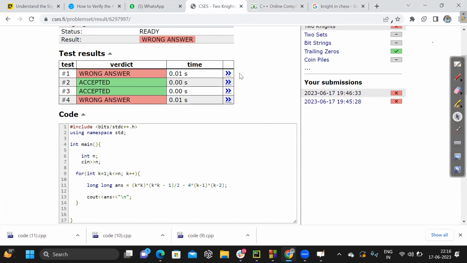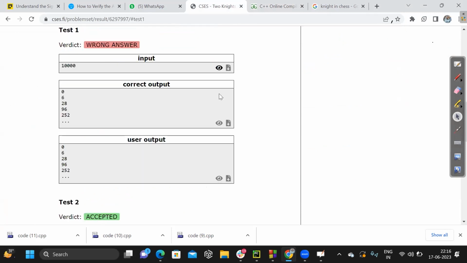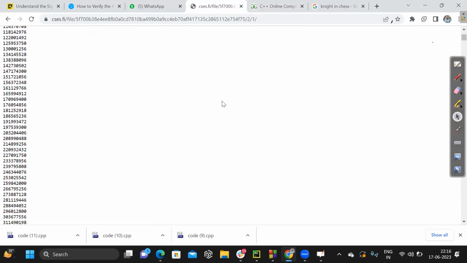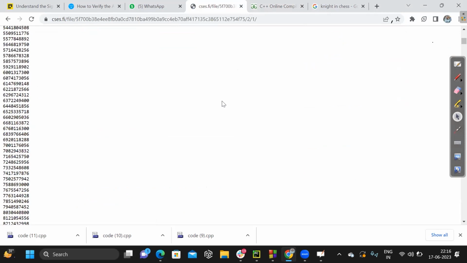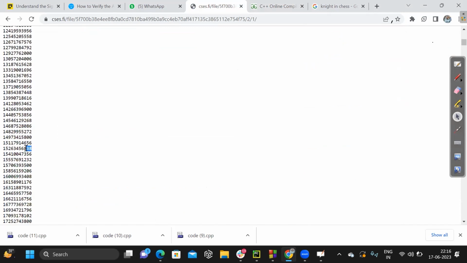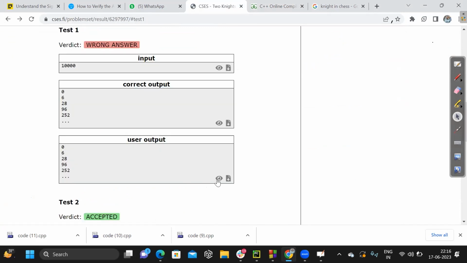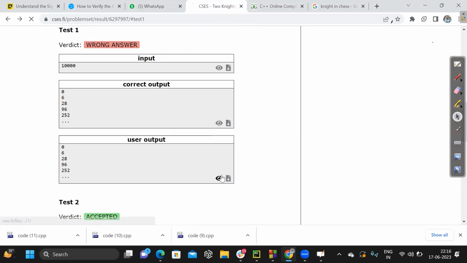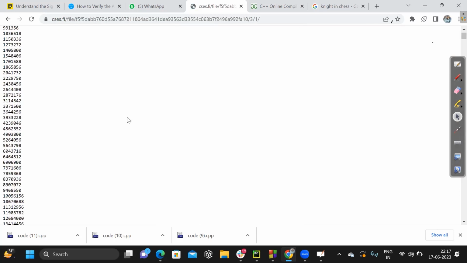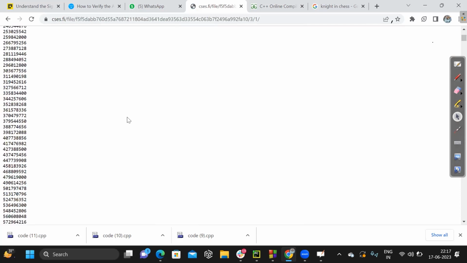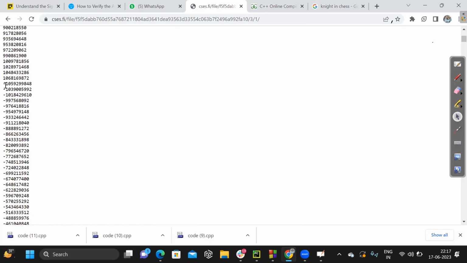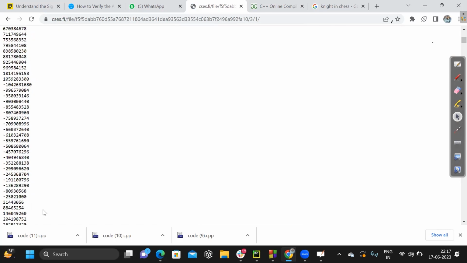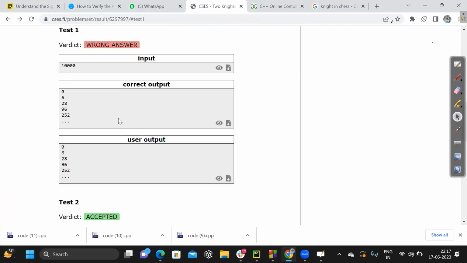Okay, again wrong answer. But why? Where are we going wrong? Okay, see, we are getting our numbers in negative. That's the fact. How is it overflowing, by the way? I am even surprised.